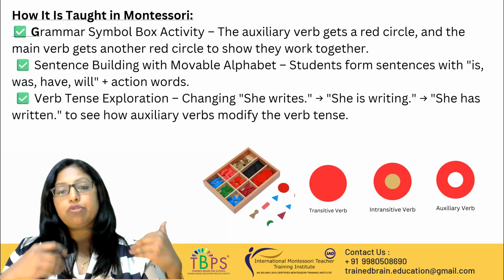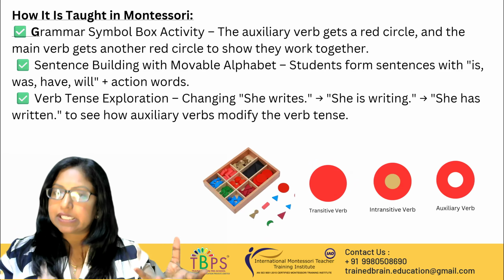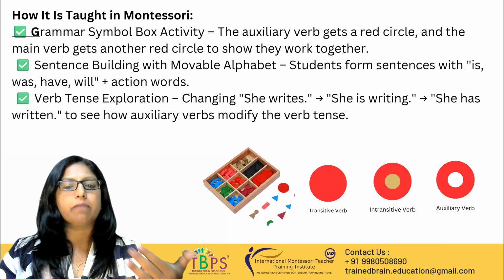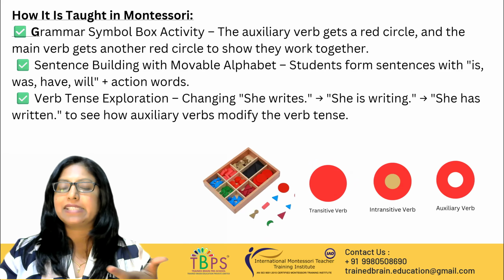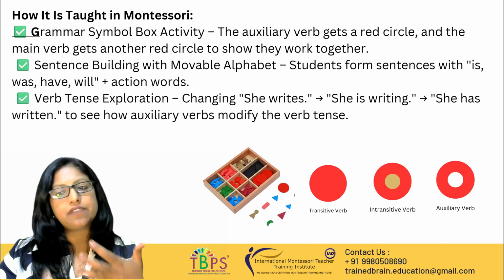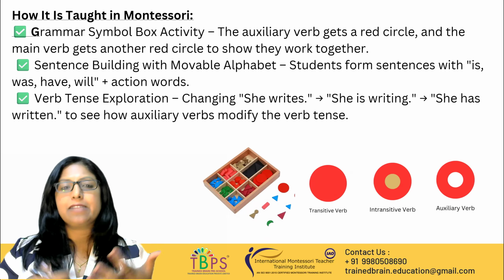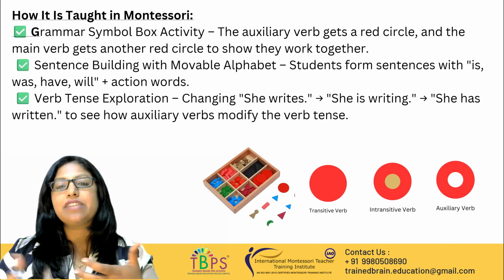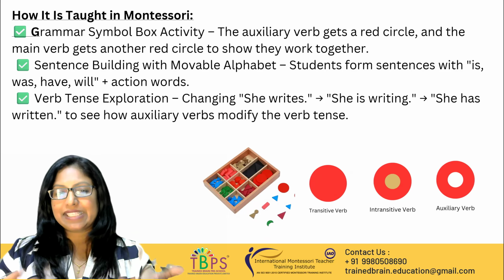So earlier we were using a simple grammar symbol box, which had only a transitive verb, right? As and when the sentence is becoming a little bit more complex, you want to teach the children also on the complexities, whether it's an intransitive verb or an auxiliary verb. Okay, if the children want to do a little bit more exercises, we can also build sentences using movable alphabets so that they have even more good hands-on exercises.